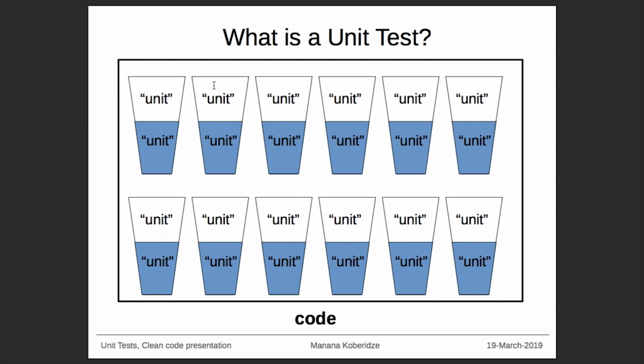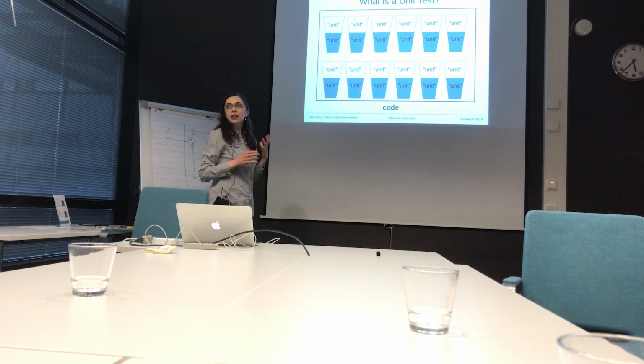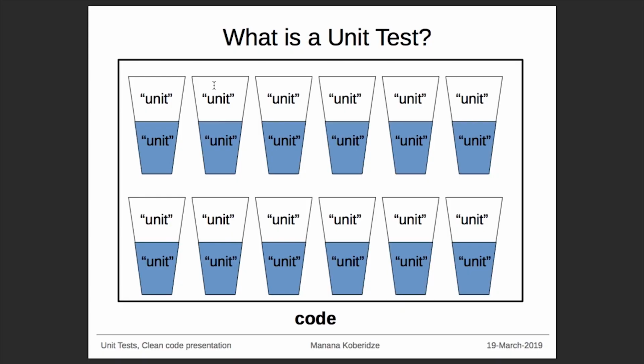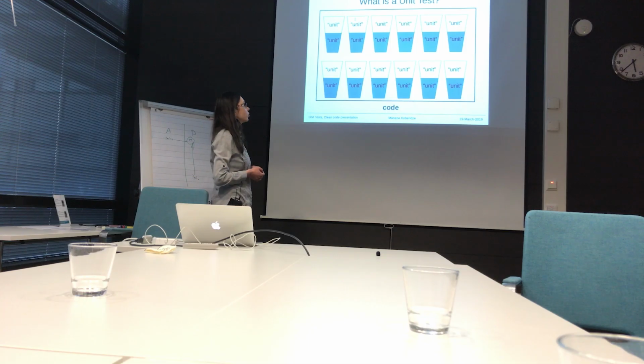If we look at our code as a combination of many glasses, which are half full or half empty, and we look into the details, then this empty part can be seen as a single unit, or the empty half can be seen as another unit. The idea is not to test the software as a whole, but its small pieces, single functionality.